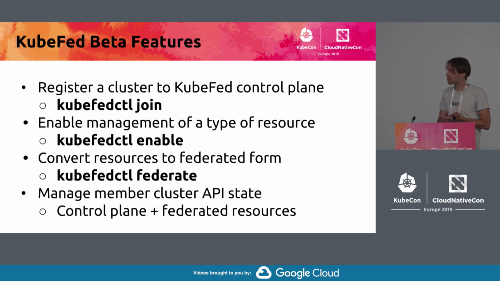So the features we're specifically targeting for beta are being able to register a cluster to the control plane, being able to enable management of an arbitrary Kubernetes type, and convert resources, as he was demonstrating, from a Kubernetes resource to the federated equivalent. There's a lot more detail in how we're actually going to manage member state using the results of those operations, and I'll go into some detail in subsequent slides.